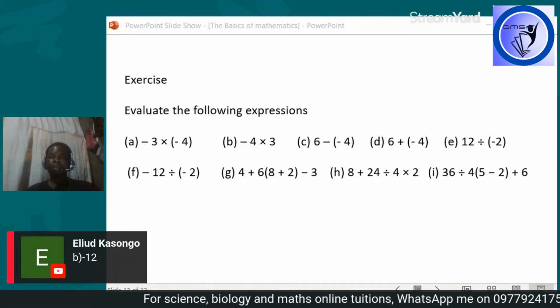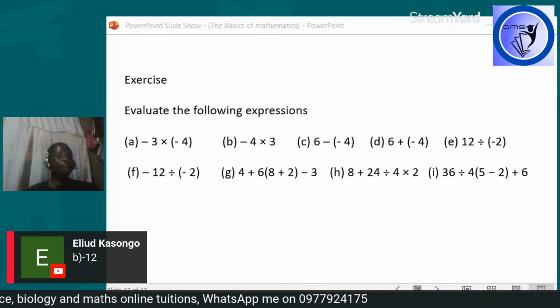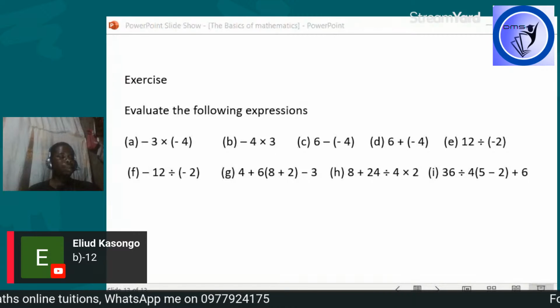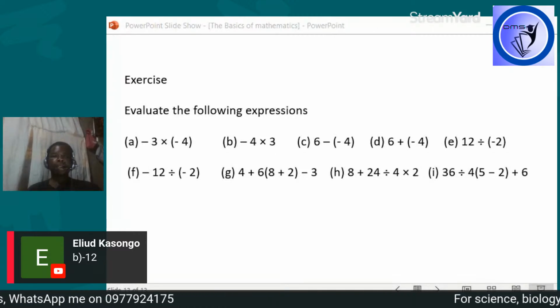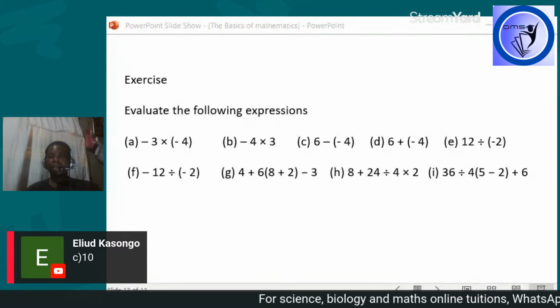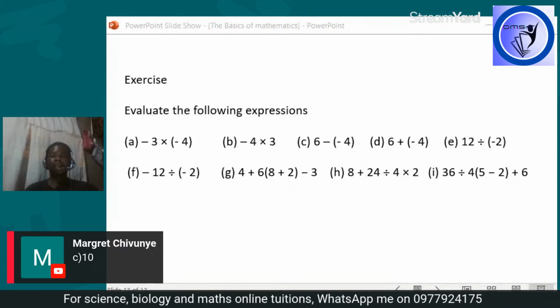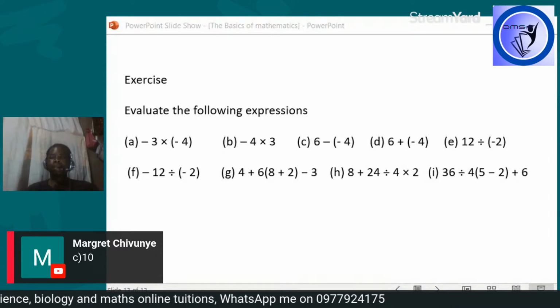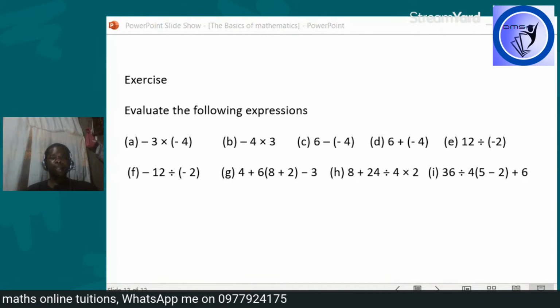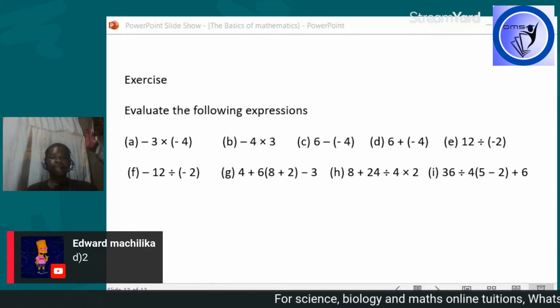Then Eliud Kasongo, I don't know if I'm pronouncing your name correctly, but that is true. You have gotten it correctly. Then where are we now? So Margaret, about the C, yeah, C is 10. So let's see the other solutions. Other solutions for D, you are saying that is what?